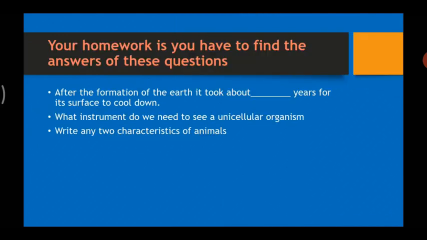Let's move forward. Here is your homework: you have to find the answers to these questions. The first one is, after the formation of the earth, it took about dash years for its surface to cool down. The second one is, what instrument do we need to see a unicellular organism? And the third one is, write any two characteristics of animals.